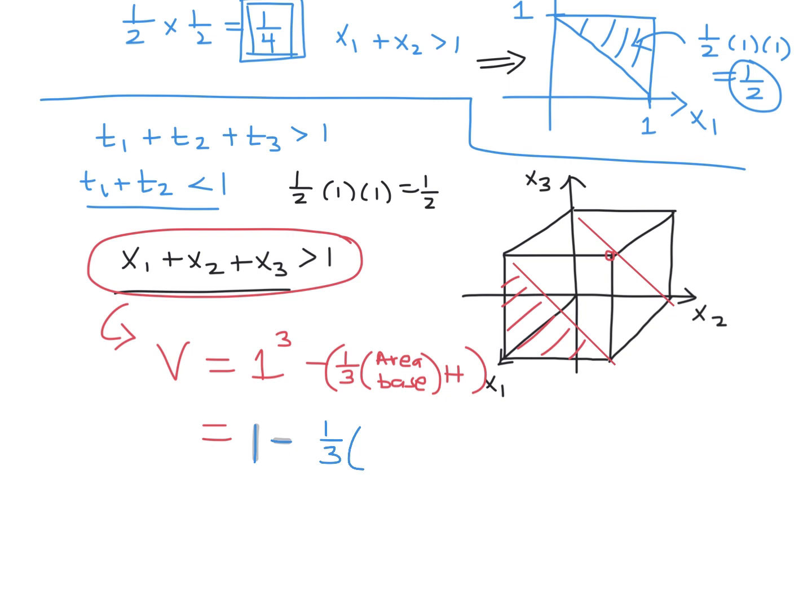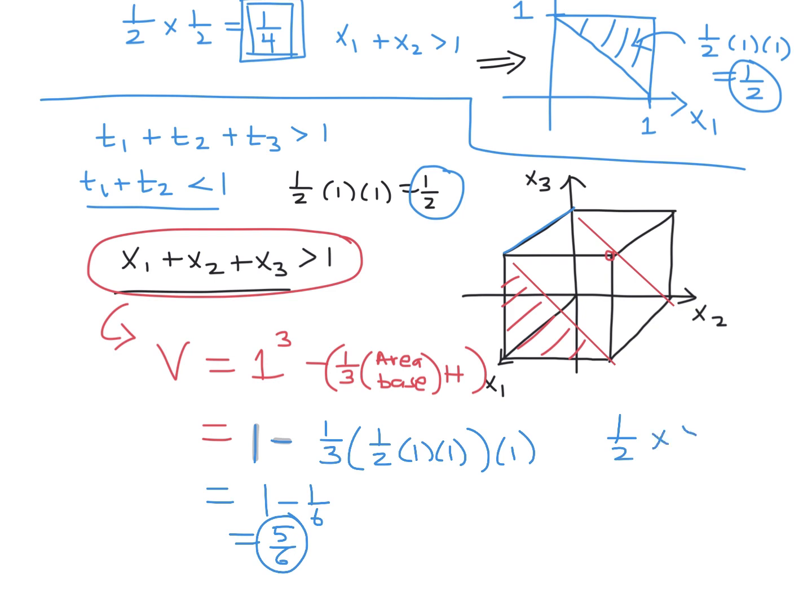So the base is just this triangle that I just did. So that's 1/2 base times height, which is 1 times 1. And then the height of that would be from here to here. So that's 1. So that's going to be 1 minus 1/6, which is 5/6. And so therefore we want this and this. So it would be 1/2 times 5/6, which is 5/12.